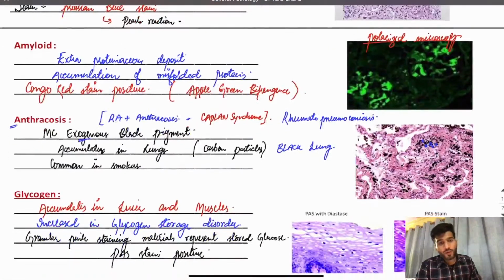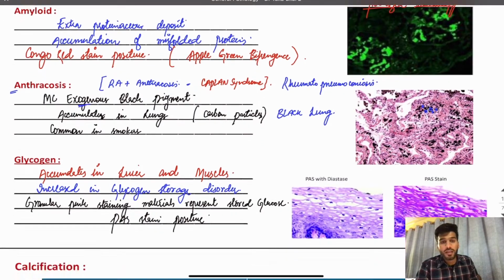Okay, then anthracosis, guys, is the most common exogenous pigment seen in people working in the coal dust industry and smokers. There is deposition of black carbon particles in the lungs. That's why it's also called black lung. When rheumatoid arthritis plus pneumoconiosis is there, we call it Caplan syndrome, or rheumatoid pneumoconiosis, and along with splenomegaly, it is known as Felty syndrome.